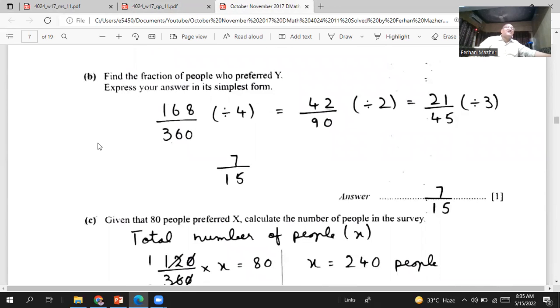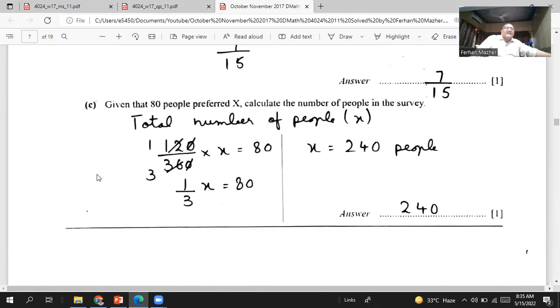Then the next part is find the fraction of the people who preferred Y. Express your answer in simplest form. Out of 360 degrees, 168 degrees are for Y. So you can cancel it and simplify it, and that will become 7 by 15. So 7 by 15 is the answer.